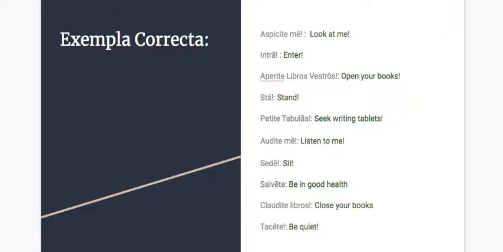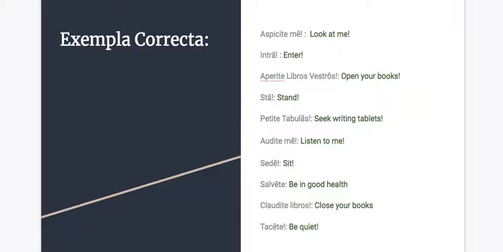Stand. Petite tabulas, when I want you to go grab those little whiteboards. Audite me. That one I've had to say probably too many times in class this year. Sede or sedete. Salvete was the very first imperative we learned, and you might not have known it was imperative. We say it all the time. What we're really saying is be in good health. It was also the greeting that the Romans used for each other.